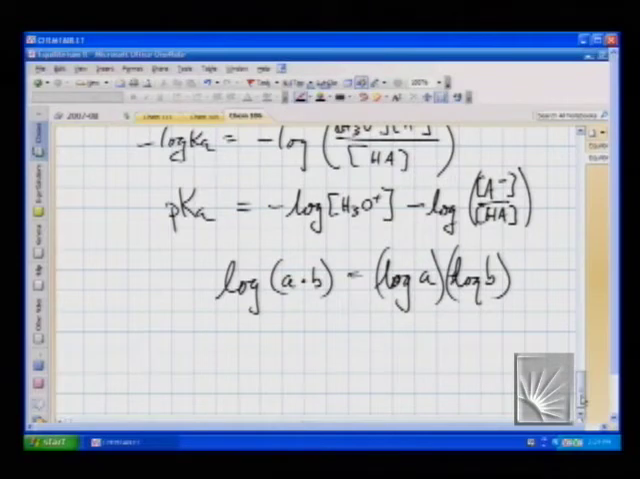Why did I bother to do that? What's the negative log of the hydrogen ion concentration? pH equals minus the log.